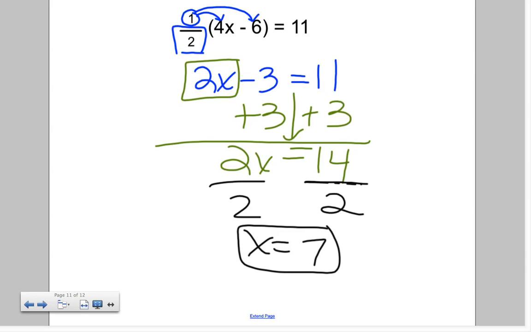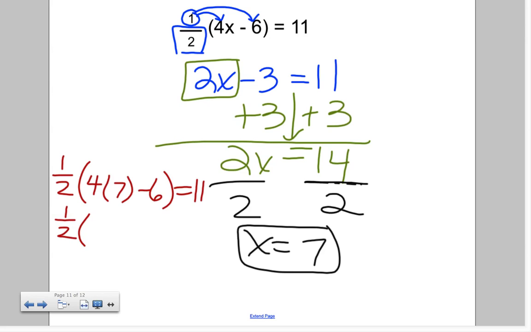Now watch. When we do our check, 1/2 times the quantity 4 times 7 minus 6 has to be 11. Okay, so let's do inside here first. So what's 4 times 7? 28. Minus 6. 22. Okay, what's half of 22?